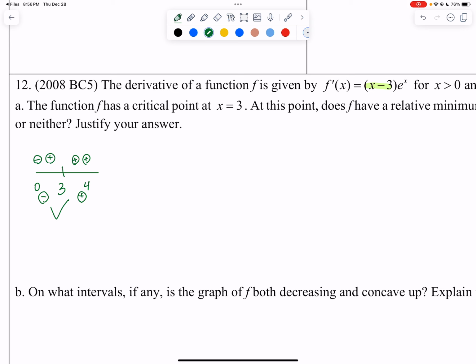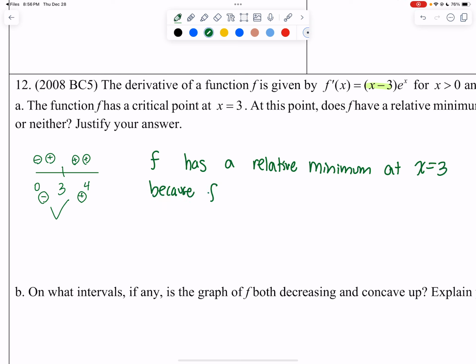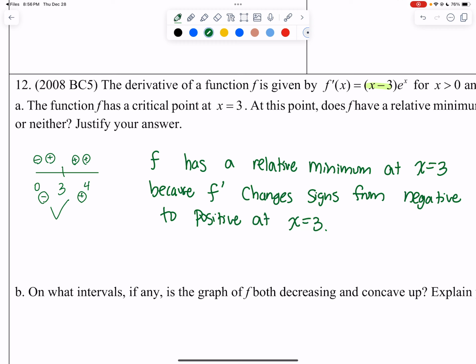Now, remember that a sign chart is not a valid justification. What you're going to have to do is write out your little sentence by saying f has a relative minimum at x is equal to 3 because f prime changes signs from negative to positive at x is equal to 3. There's your little justification.